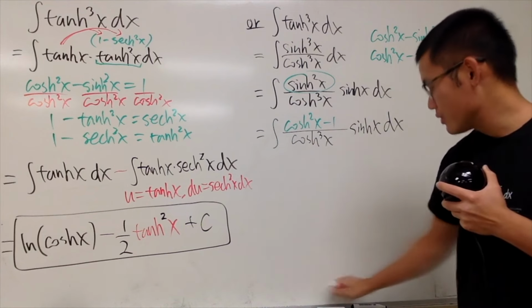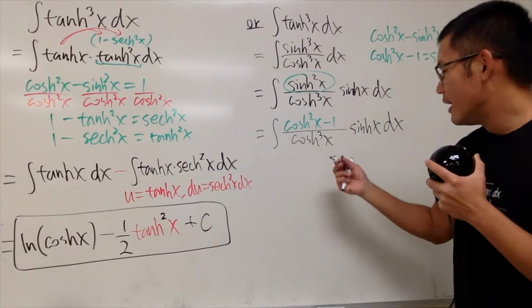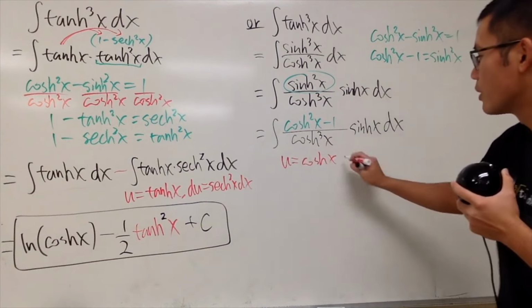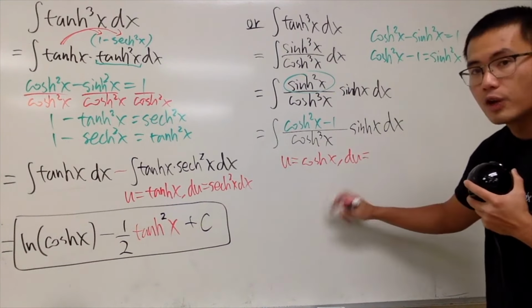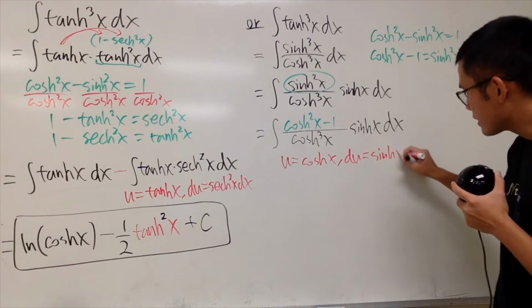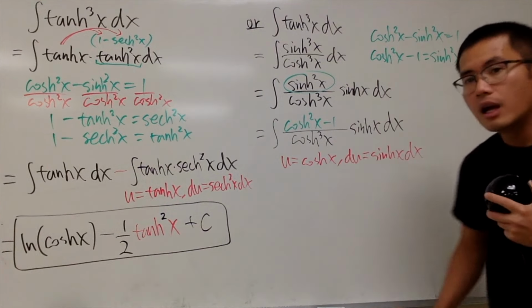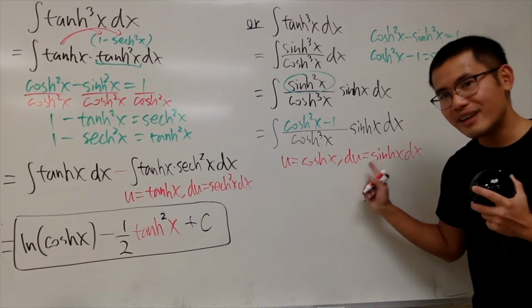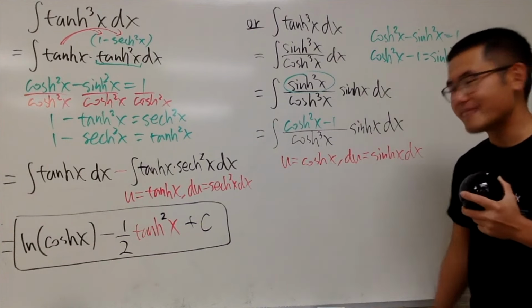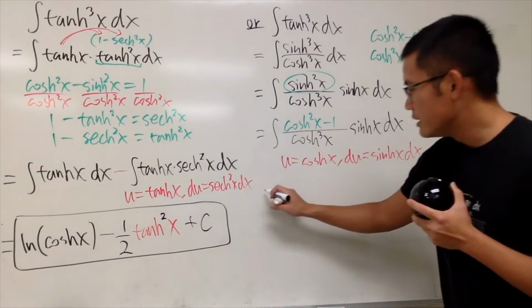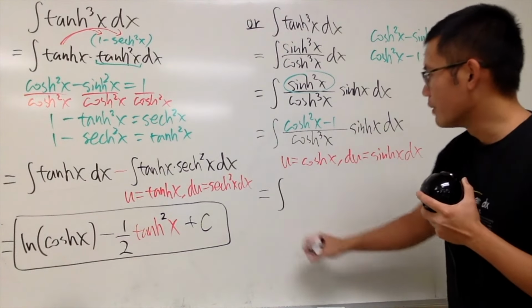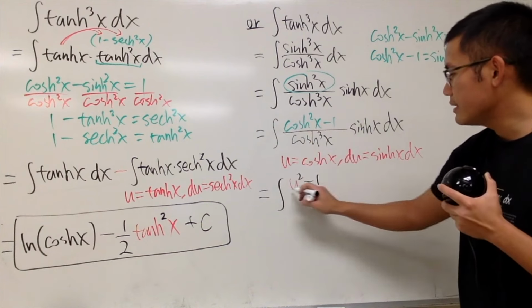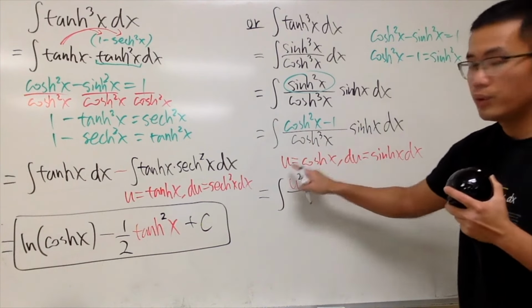Let me write this down for you guys. I'm going to let u equal cosh x, just the first power, because when we differentiate, we get positive sinh x dx. Remember, when we differentiate cosh x, we get positive sinh x, right? So this is the hyperbolic version of that. So now we will have the integral of u square minus 1 over u to the third power.